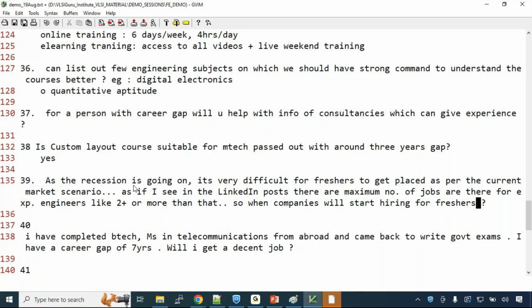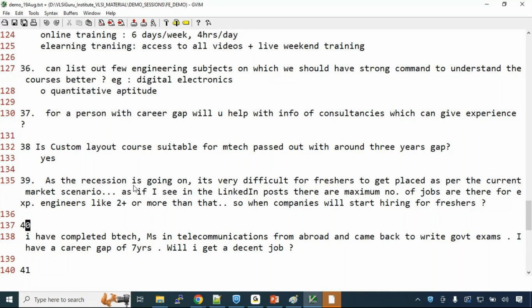What I have observed is recession may be there temporarily, the market will again come up. It happened in 2008, it happened in 2019, it may happen now, but the market will again come up. But again, the summary is you learn the subject properly, you utilize the institute resources in the best possible manner. You will get a job.